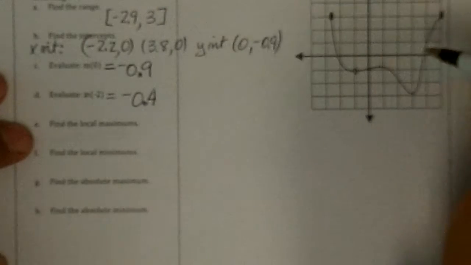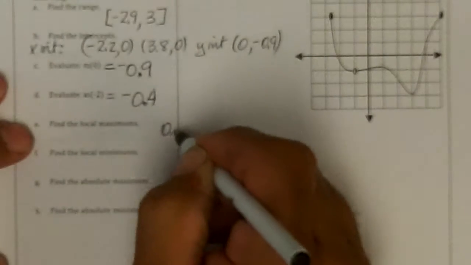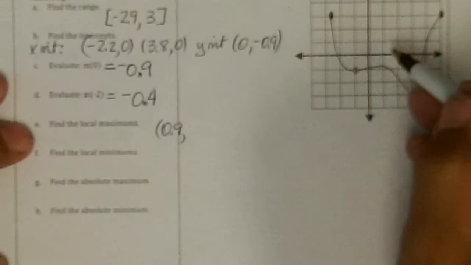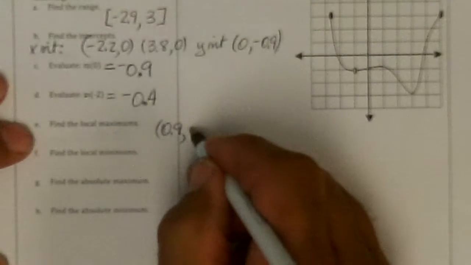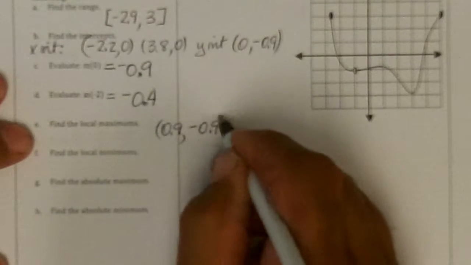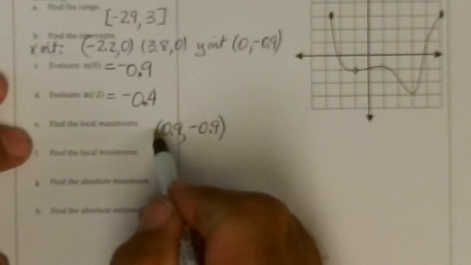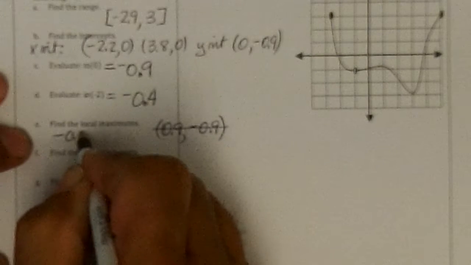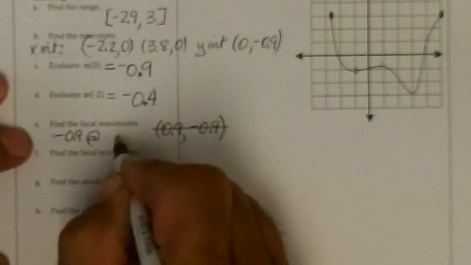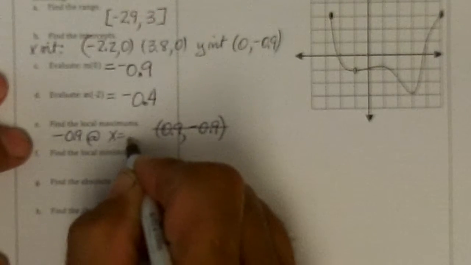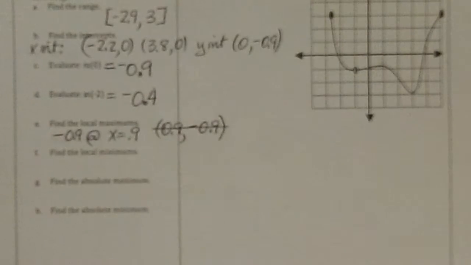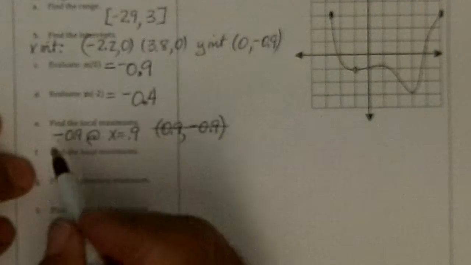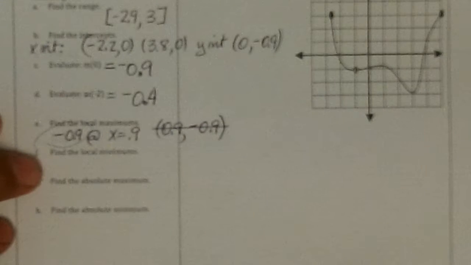Some people said like 0.9, and at 0.9 it was down -0.9, but that's the point. I need the maximum. It's -0.9 happening at x equal 0.9. A point is not the maximum. The maximum or minimum are the y values. So that's why I gave the y value.